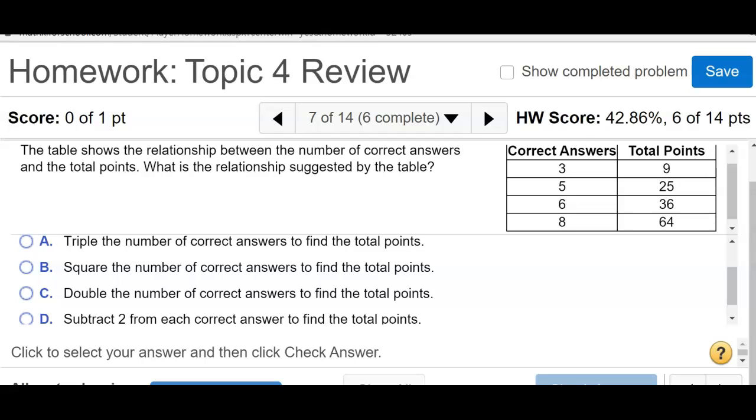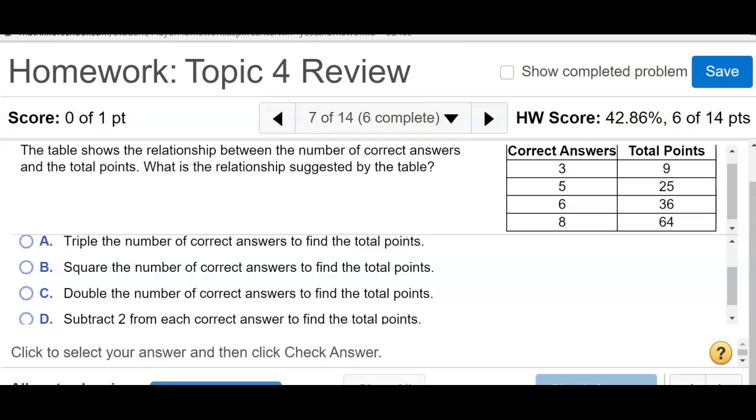The first one, A. This is what I would do if I had this question, which you will have on the test. Start at top. Triple the number of correct answers to find the total points. Tripling is the same thing as doing what? Jack? Multiply by 3. So 3 times 3 equals 9. It works. Should we check more than one? Yes. 5 times 3 equals? 15. Does it work? No. So A is out.